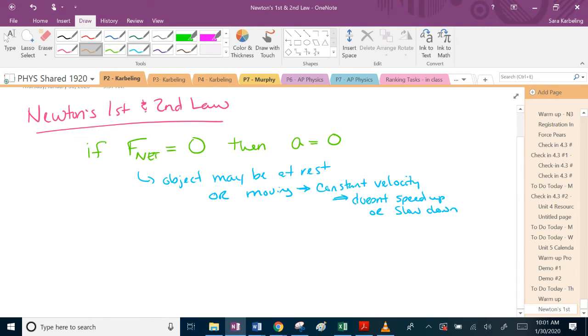I agree that if the velocity is constant, it's not speeding up and it's not slowing down. There's one other piece that goes with that, though. What's the other piece? Yes. So velocity, remember, way back in the year, we said the velocity was the speed, but it also included the direction, right? So it's not speeding up, it's not slowing down, and it's not changing direction.